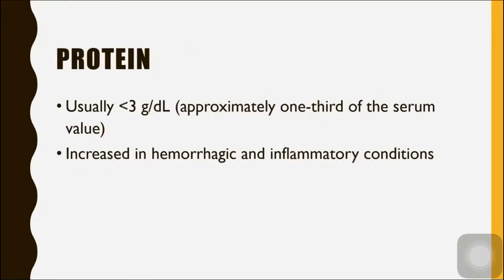Next, we have protein. Protein in the synovial fluid is usually less than 3 grams per deciliter. When compared with the serum protein, it is approximately one-third of the serum value. Just like in CSF, it is increased in hemorrhagic or certain inflammatory conditions.